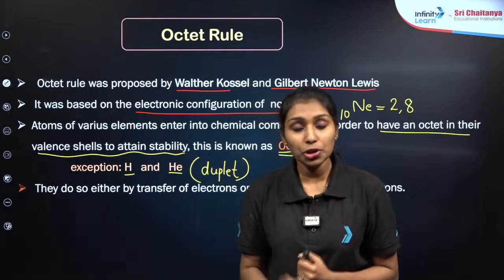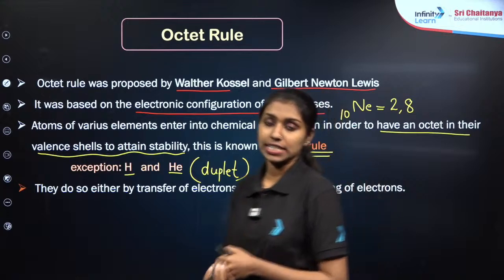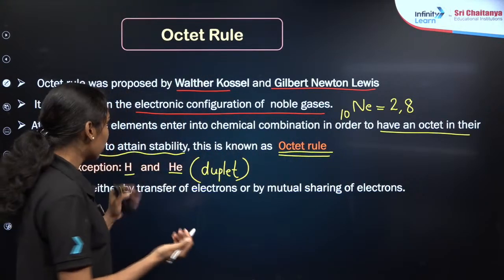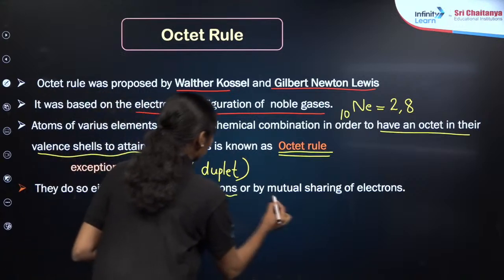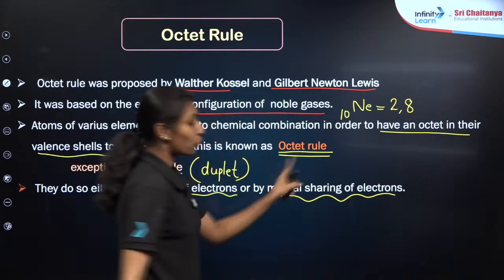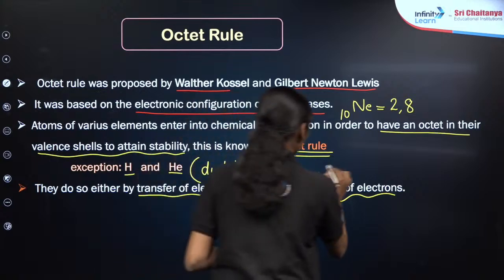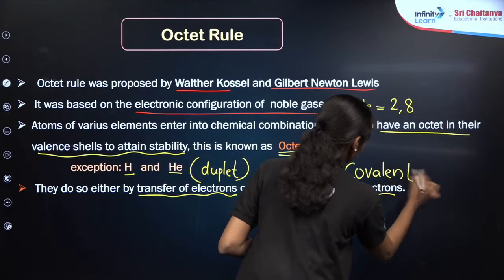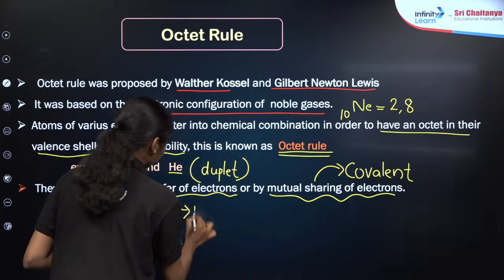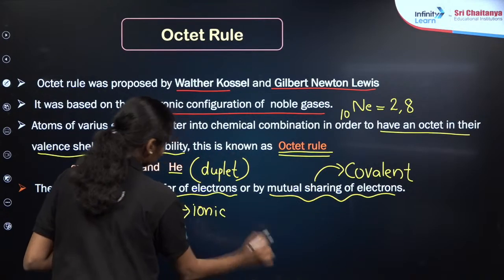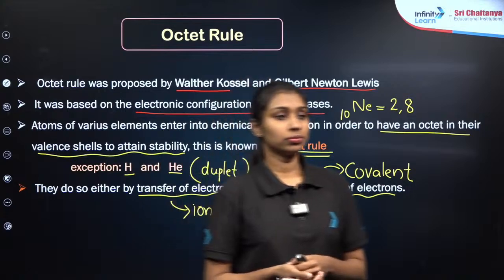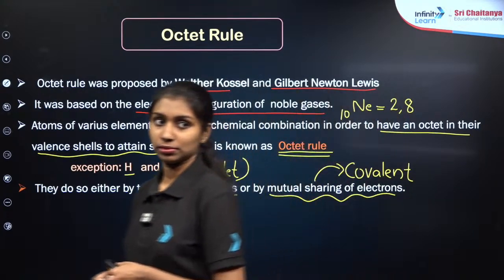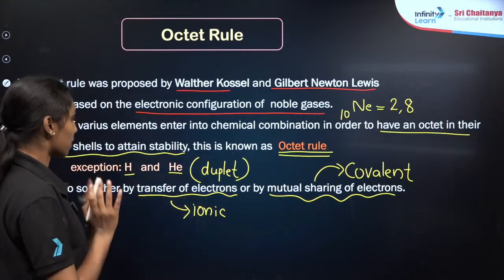Then, in order to achieve the octet electron configuration or to get stability, the atoms undergo either sharing of electrons or transfer of electrons. They form bonds. If they form bonds by mutual sharing of electrons, the bond is known as the covalent bond. And if the bond is formed by the transfer of electrons, that bond is known as the ionic bond. Clear? Okay, this is all about the octet rule.